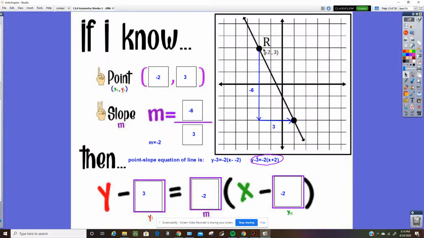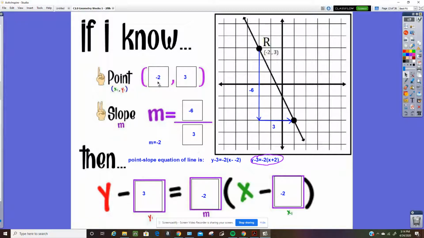If I know that point R is -2, 3, the slope I can determine by going the rise over the run. And here, this is -6 over +3, which is -2. So that's one way to get the slope, or the other way is to find this point and then use the slope formula. But the other thing you should notice is that this line is falling from left to right, so it has a negative slope.